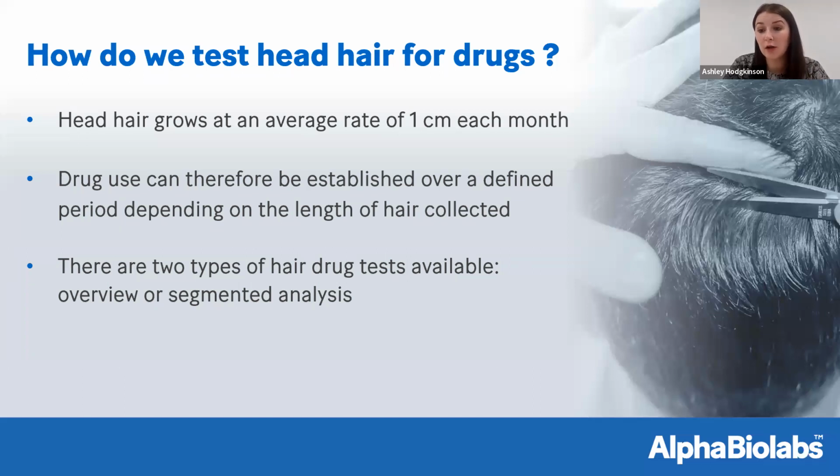And we report on hair drug testing in 2 different ways. We report either as an overview or as segmented. And for those of you that have used us before, you'll know that this is an option on the referral form. But what does it mean? What are the options and why would you pick one or the other?